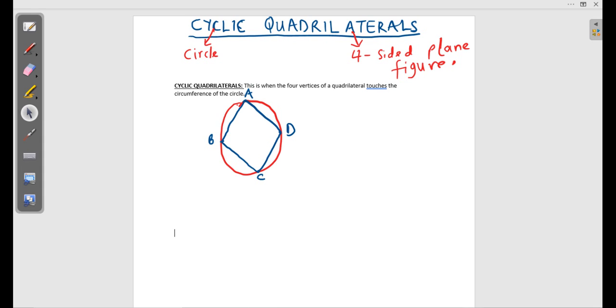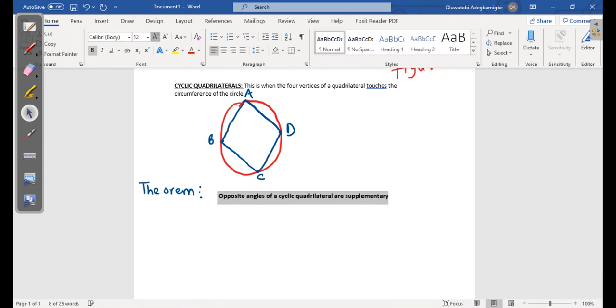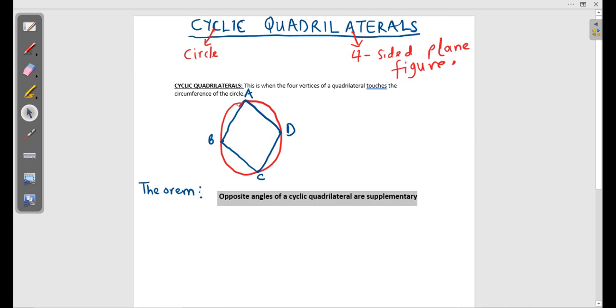And here is the first theorem I want us to look at. The theorem states that opposite angles of a cyclic quadrilateral are supplementary. That is what it says. So opposite angles of a cyclic quadrilateral are supplementary. And what does that mean? I'm going to show you soon what it means to say the opposite angles of a cyclic quadrilateral are supplementary.